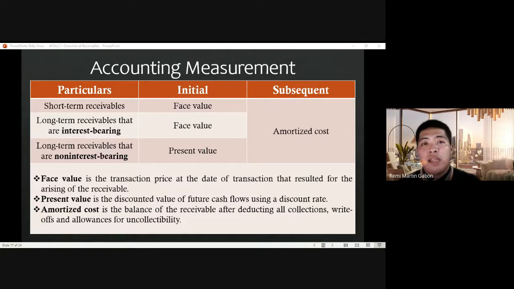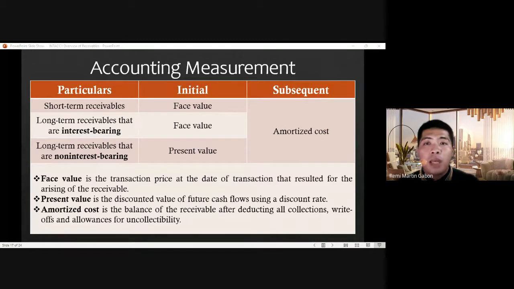But for receivables, we can add another concept for face value. Face value is the transaction price at the date of transaction that resulted in the arising of that receivable. For cash items, the face value is the legal value. For receivables, we can refer to it as the transaction price, meaning how much initially. That is our initial measurement. So if you have lent money good for 1 million, then the face value is 1 million. That's all it means. Then for long-term receivables that are non-interest bearing, we have it at present value.